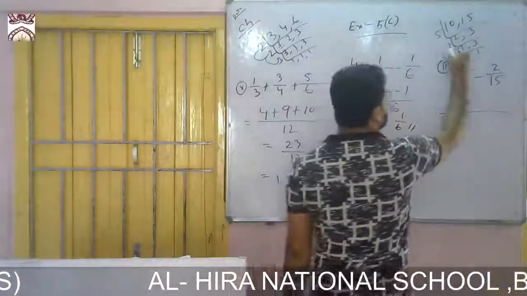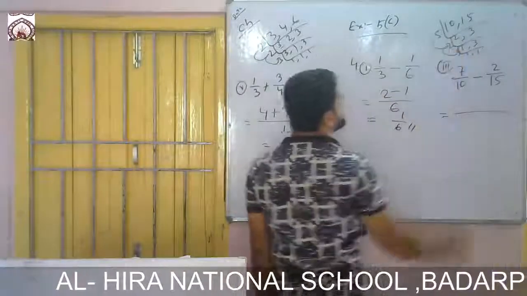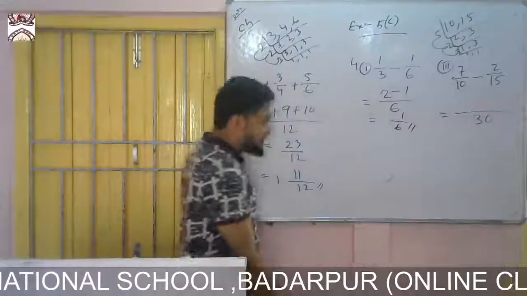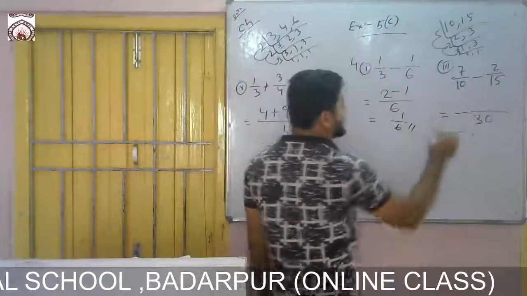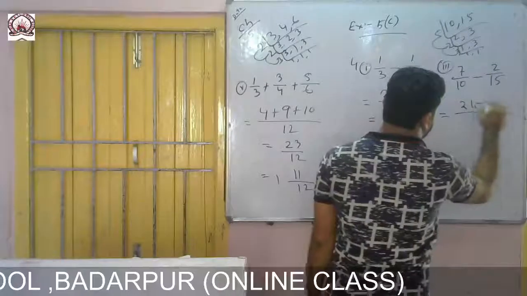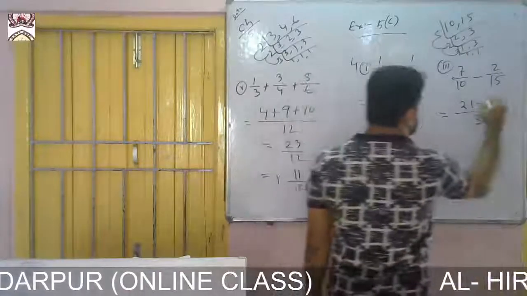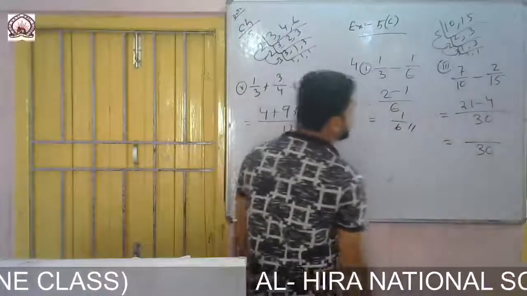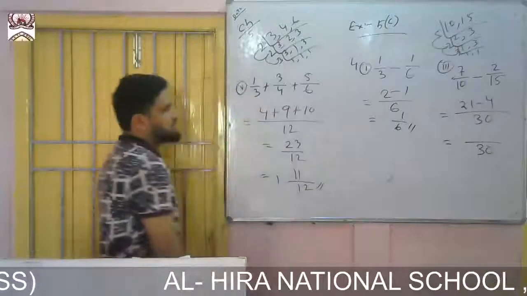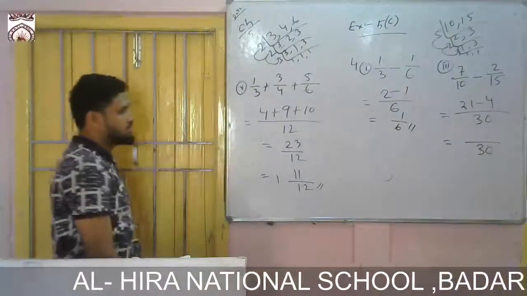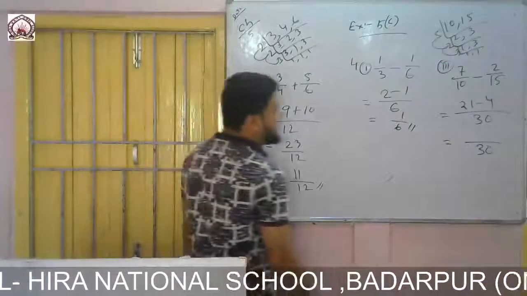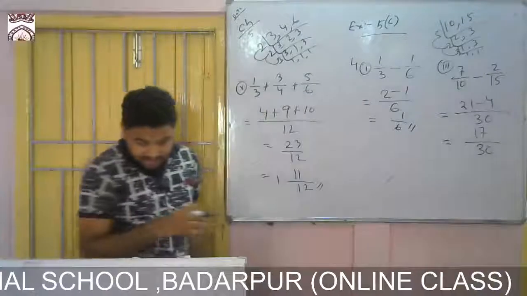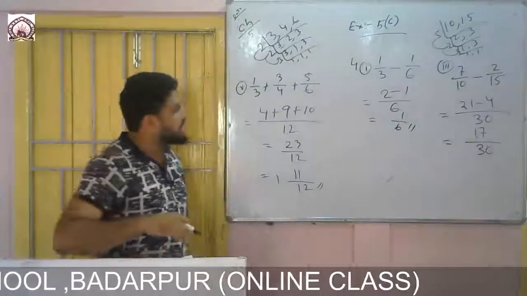So we are getting 3 2s are 6, 6 5s are 30. So we are getting 30 as the LCM. Now 10 3s are 30, so 3 7s are 21. Minus 15 2s are 30, so 2 2s are 4. So 21 minus 4 is 17. 17 by 30. Okay, so that is the answer.